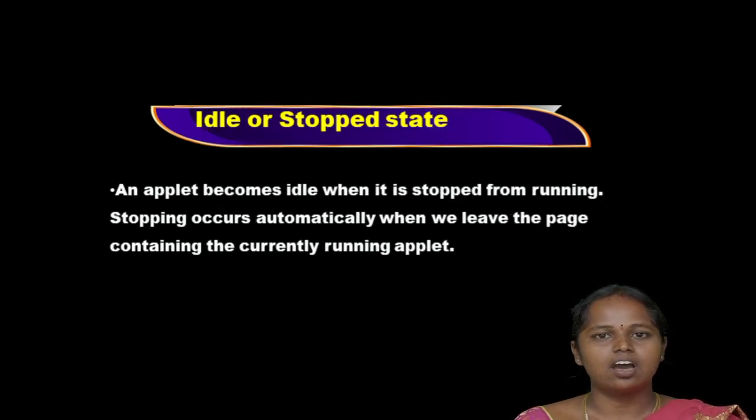And then the idle or stopped state. In this state, the applet becomes idle when it is stopped from running. Stopping occurs automatically when we leave the page containing the currently running applet. So we can override this using the public void stop method. Within this you can write your own code.